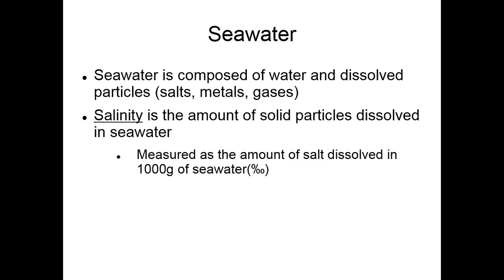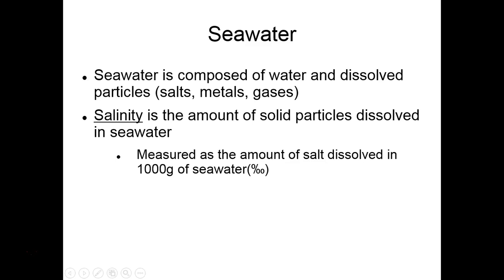And we use a term to describe how many solid particles are dissolved in seawater. The term is salinity. So salinity is the amount of solid particles dissolved in seawater, and it's measured as the amount of salt dissolved in 1,000 grams of seawater. So we write that as this little symbol, which means parts per thousand.